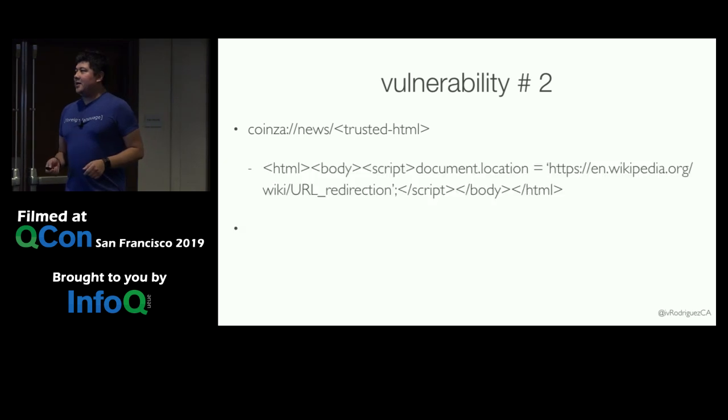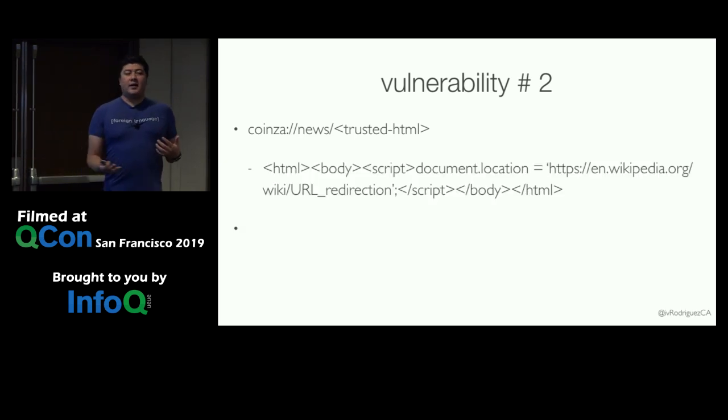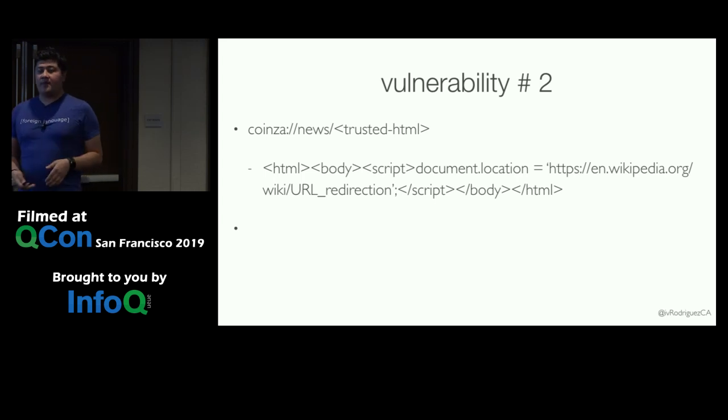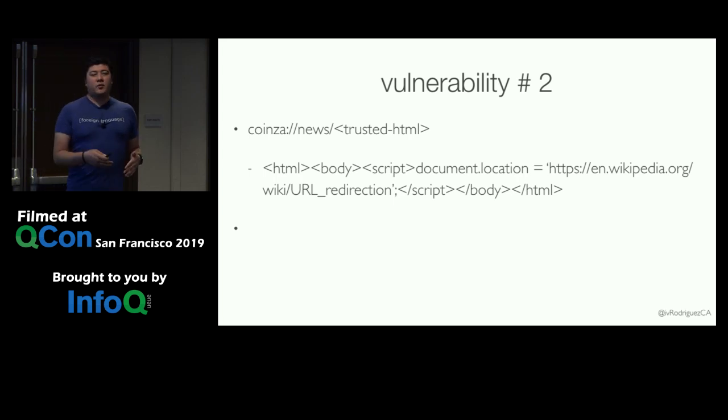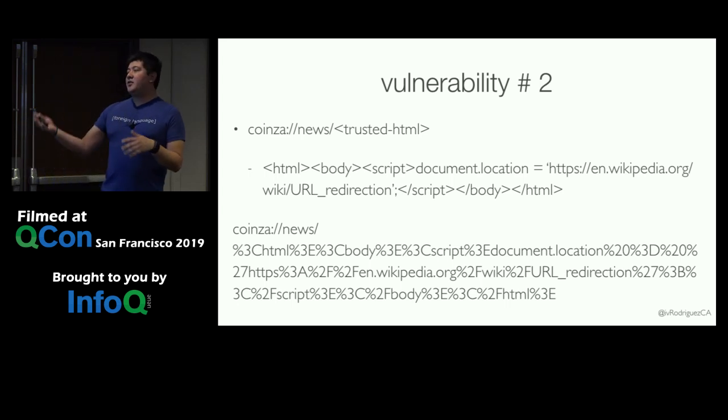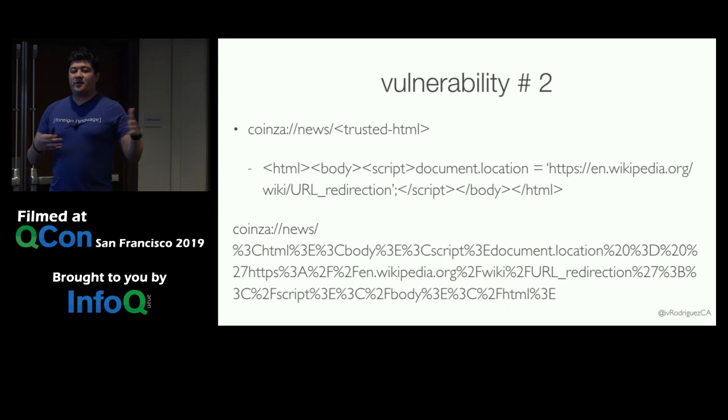So to illustrate this, this is the way URL schemes work, where you establish the name of the application, in this case, coinza://news, and then some HTML parameters. In this case, it was just very simple. We just changed the current web page to a Wikipedia article. But again, as we said before, it could be something more dangerous. And you have to encode the URL so that it is parsable when it's passed to a different application.